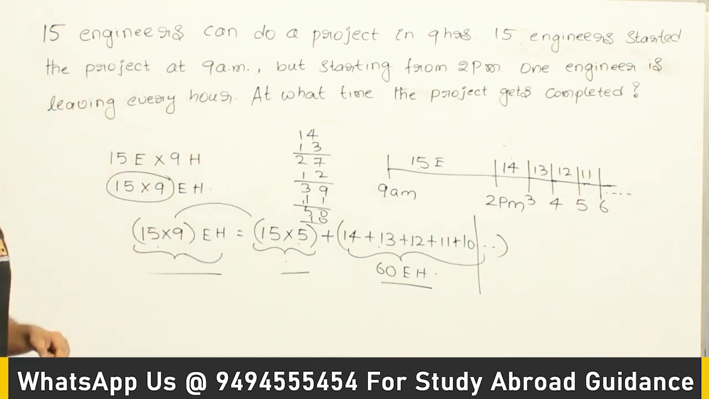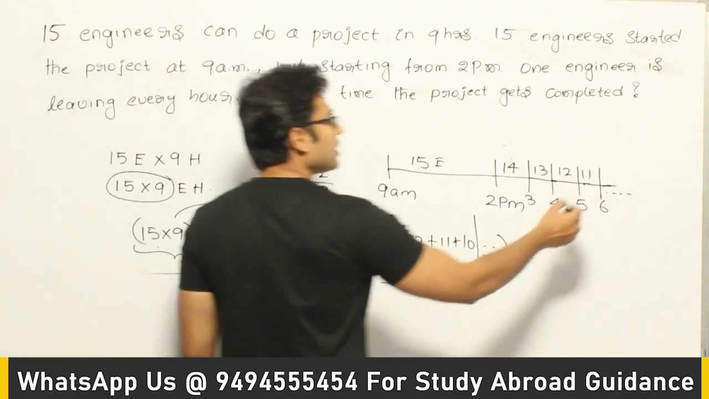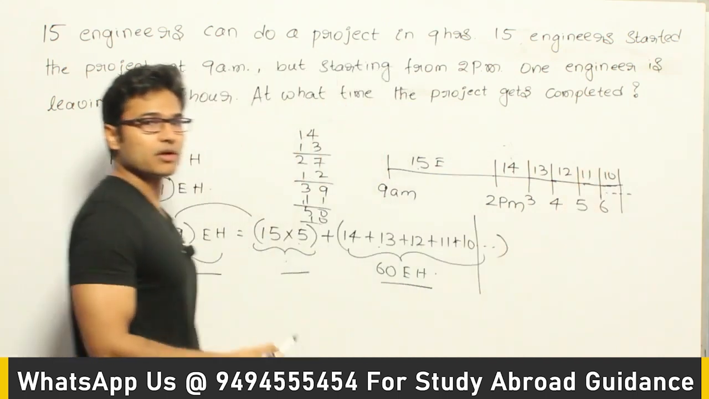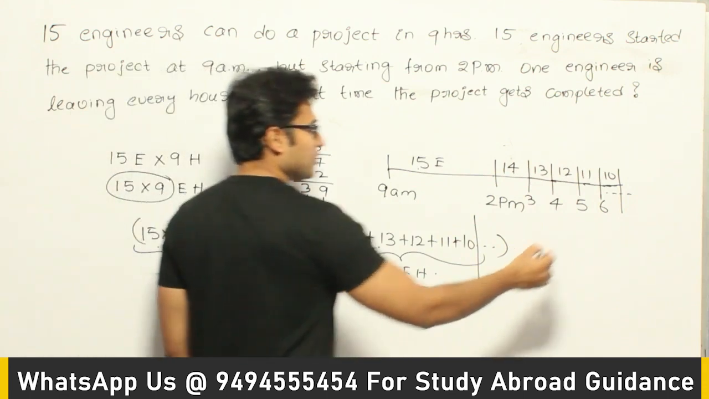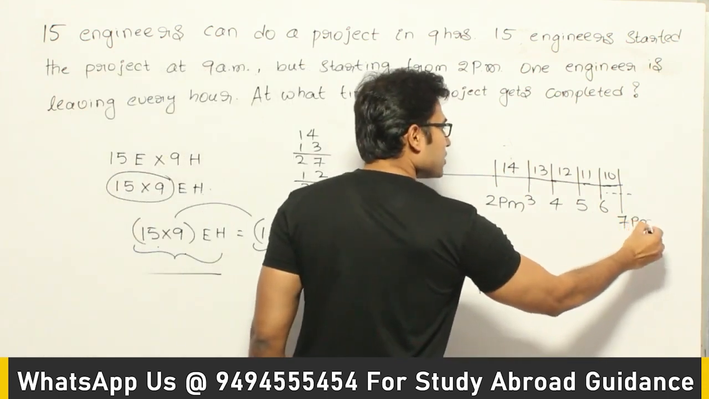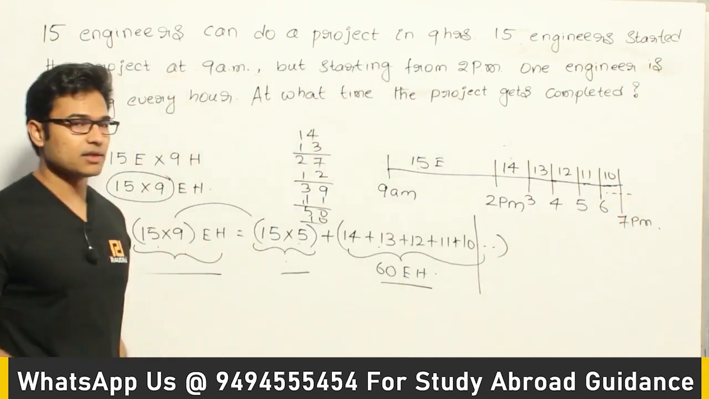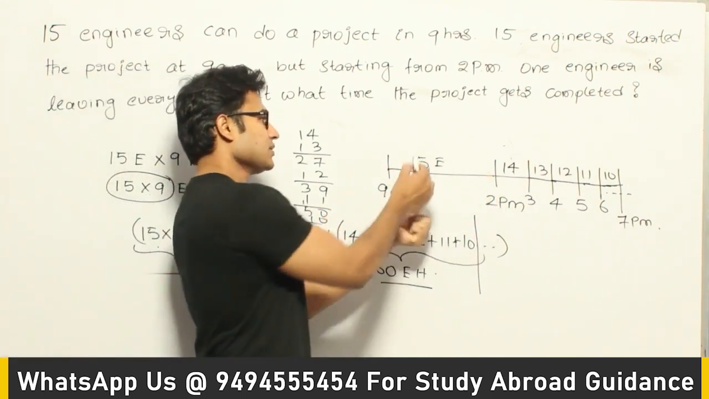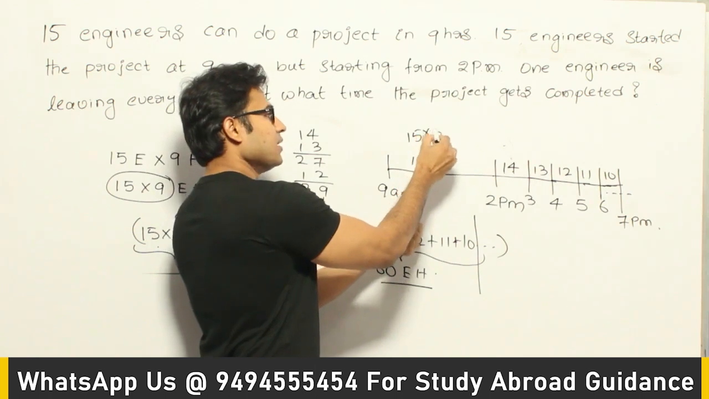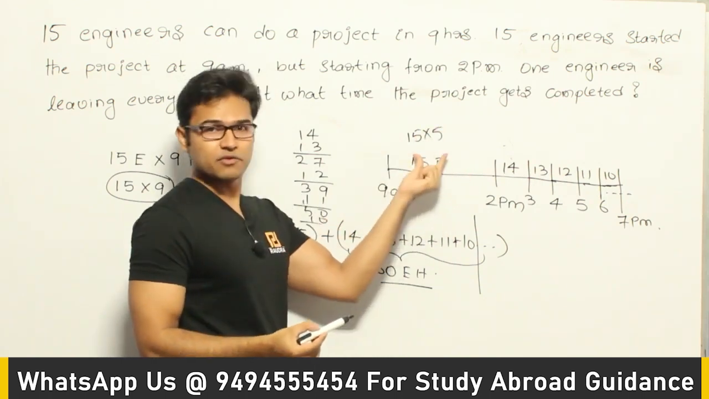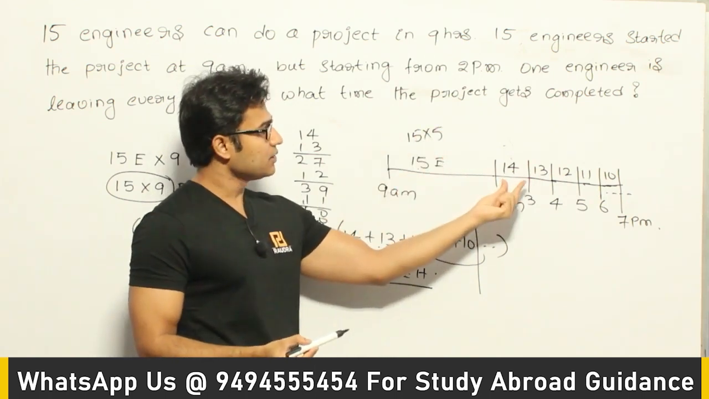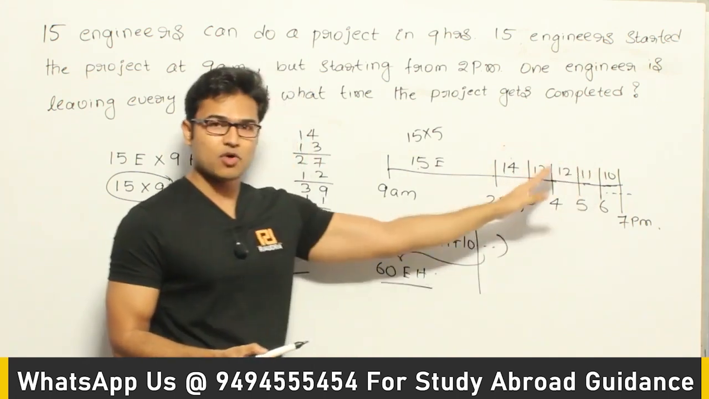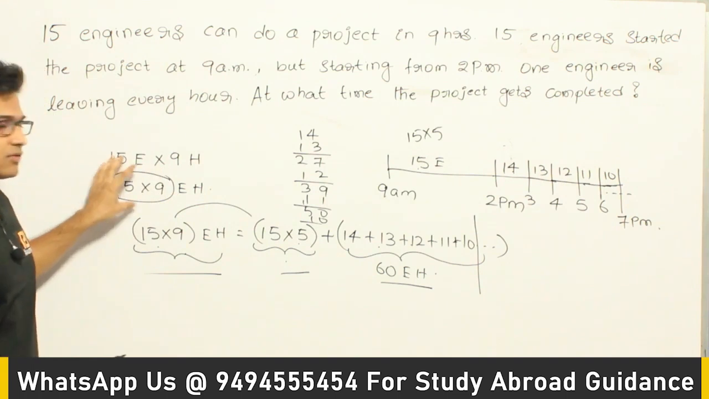Therefore, if I go till this point and add it up, it is going to be 60. So you have to go till this point. Got it? So by 7 p.m. the project will get completed. Are you getting this? So how will it get completed? Because from here to here the total effort given is 15 into 5 engineer hours, because there are 5 hours here and 15 are working, and in this point 14 engineer hours, 13, 12, 11, 10. If you add them all up, it is going to be the total effort required.